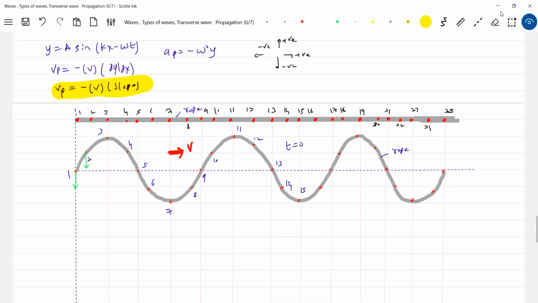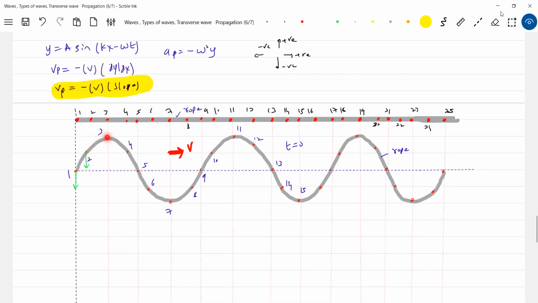The reason for that: V is positive. The wave is moving towards right. For every point, the wave is moving towards right. The disturbance will propagate towards right. Then look at the slope. Slope is positive, so velocity of particle is negative. Negative means downward, by convention. 1 and 2 are moving downward. All these points on a rope will be moving down.